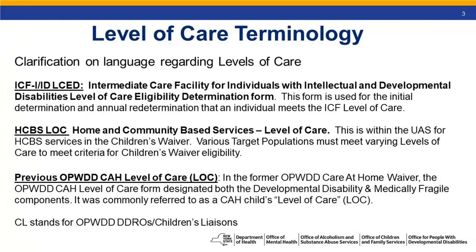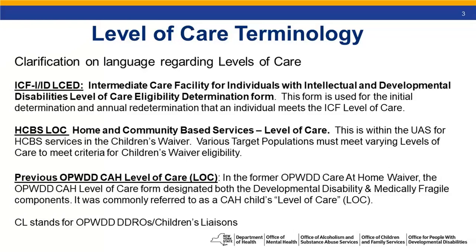The first thing is we know everybody uses different types of terminology, and we thought it would be really important since we just throw out the word level of care, and it means something different in the children's waiver versus the OPWDD world. We want to make sure people understand that because in our 1915(c) waiver, it says it all over the place in different formats.